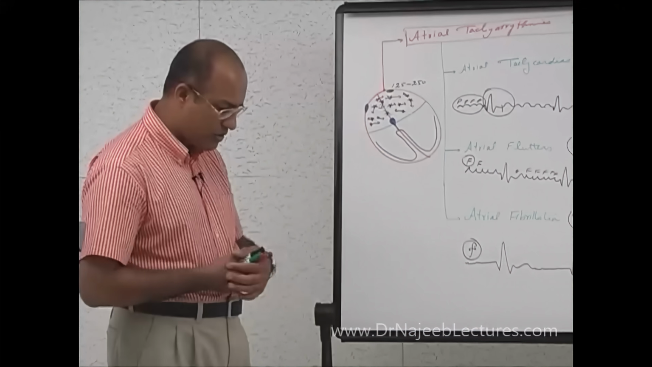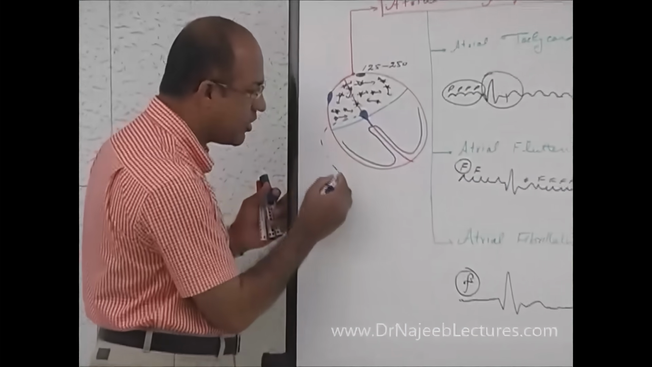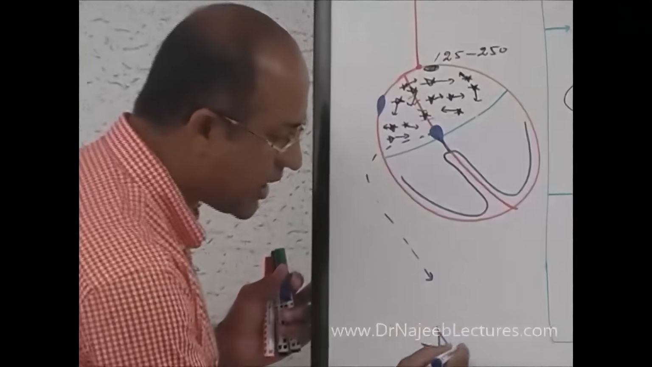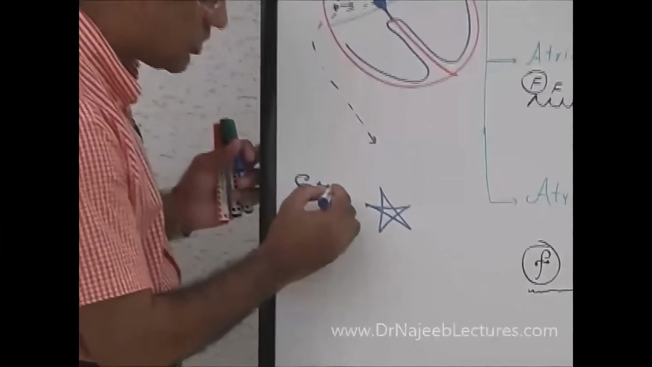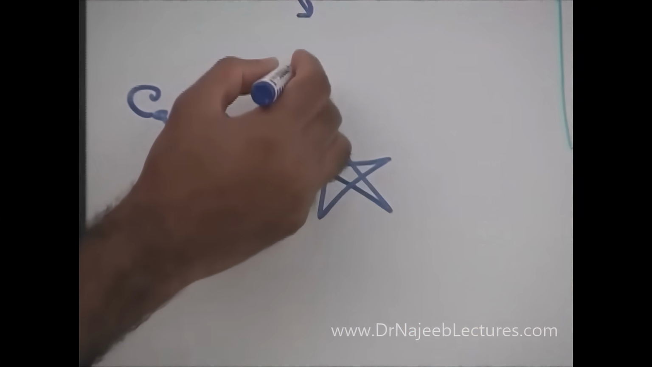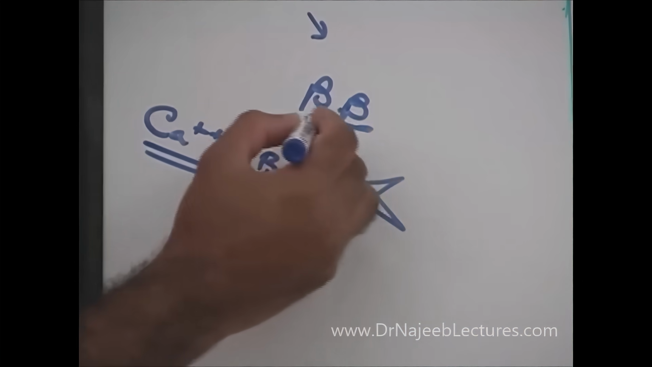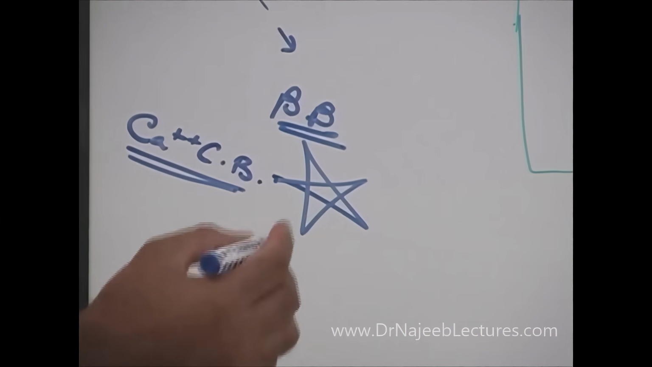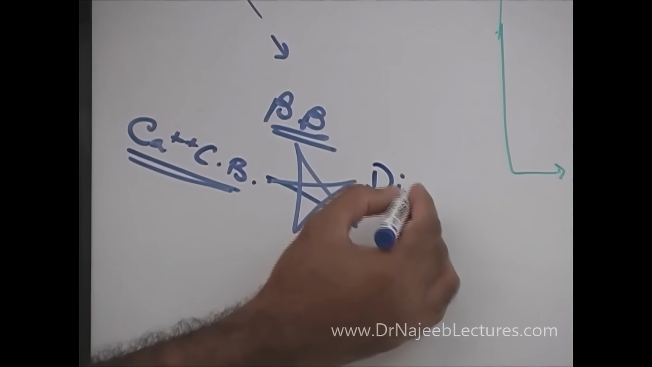I think all of you must know the drugs which are commonly used to slow down the AV node, right? These drugs which slow down the AV node, of course, are calcium channel blockers and beta blockers, calcium channel blockers like verapamil, beta blockers like propranolol, or these drugs may be digitalis.